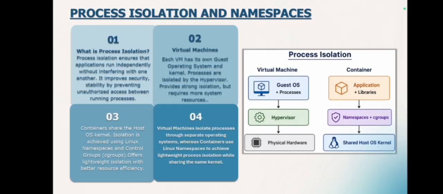Process isolation prevents applications from interfering with one another. Virtual machines achieve this through separate operating systems and the hypervisor. Containers use Linux namespaces to isolate processes, networking, users, and file systems, while control groups, or cgroups, manage CPU and memory allocations. This approach provides efficient isolation without running multiple operating systems.